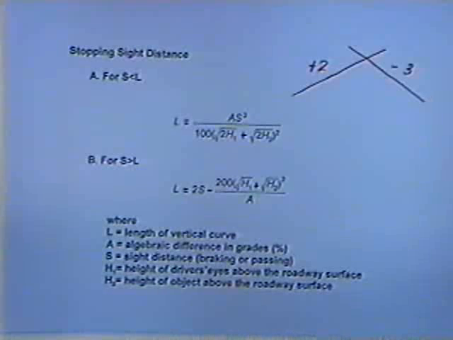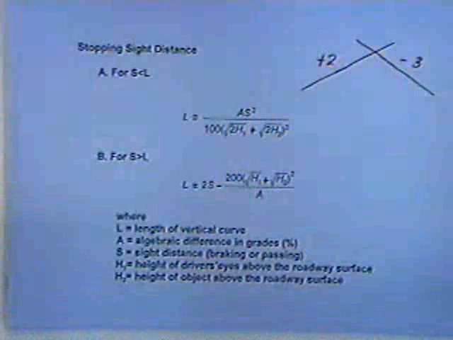Now, what would happen had it been a -2 intersecting a +3% grade? The algebraic difference in grades is still going to be 5. Okay, so it's this absolute value of the difference in those two grades there. So when we talk about A, we're talking about, in this particular example, a value of 5. The units of H would have to be feet in this particular equation. That's because that sight distance is normally given to you in feet in this particular formula.